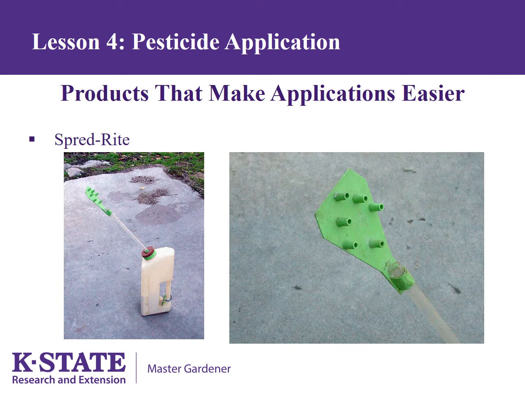A spread right is a quick, easy, and precise tool used to spread granular herbicides, insecticides, or fungicides. This tool is helpful when reaching around or under trees, shrubs, pools, or fences.